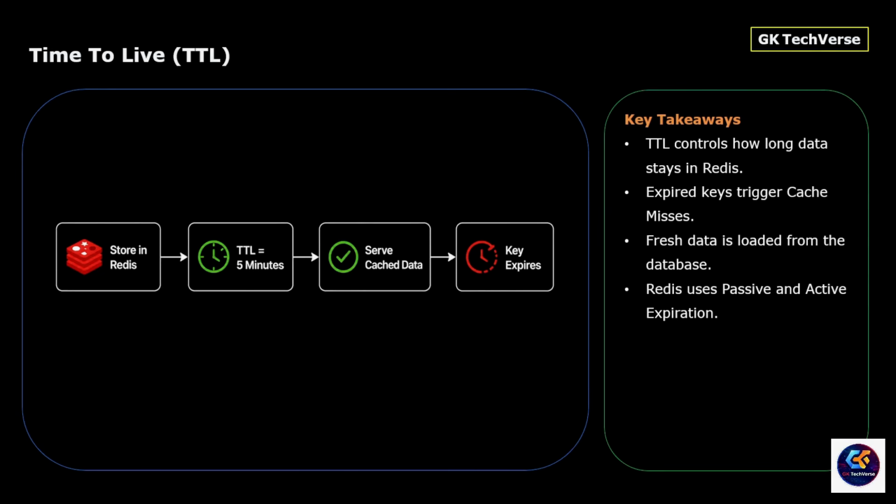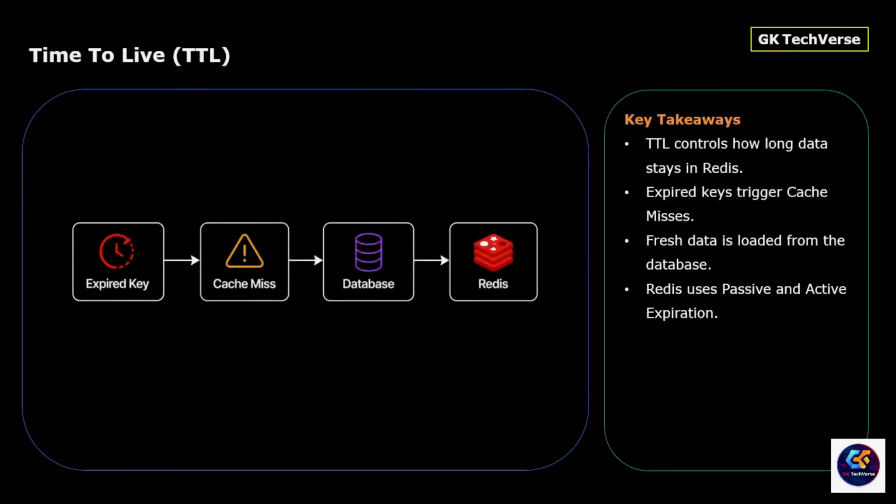When a key is created, Redis starts a countdown timer. As long as the timer has not expired, Redis continues serving the cached value. Once the timer reaches 0, the key expires. The next request becomes a cache miss. Spring Boot reads the latest data from the database, stores a fresh copy in Redis, and the TTL countdown starts again. TTL helps maintain a balance between performance and data freshness.